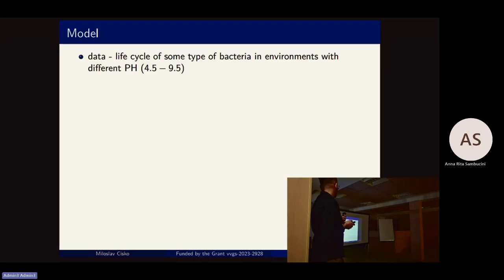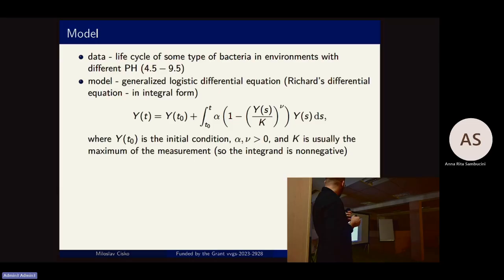Okay, so let's switch to the modeling phase. In the beginning we had data of the life cycle of some bacteria in environments with different pH from 4.5 to 9.5. And we wanted to take a model, which was the generalized logistic differential equation, or so-called Richards differential equation. We wrote it in the integral form because we wanted to estimate the parameters alpha and nu of this model, so we could fit the real data in the best way possible.